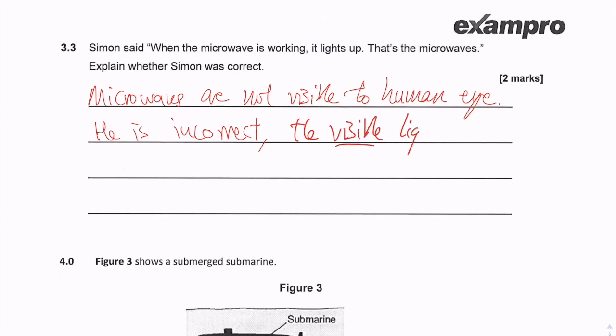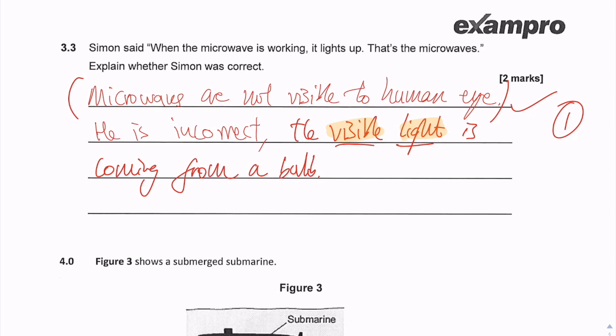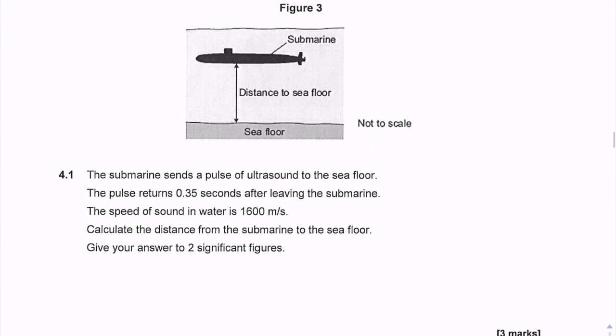That's really important. You have to say the visible light is coming from a bulb within the microwave. Yeah, you definitely had to use the words visible light. If you didn't use the words visible light, you're not describing a part of the electromagnetic spectrum. So microwaves are not visible to the human eye, 1 mark. And the fact that the visible light is coming from a bulb is your second mark. Okay, next question.